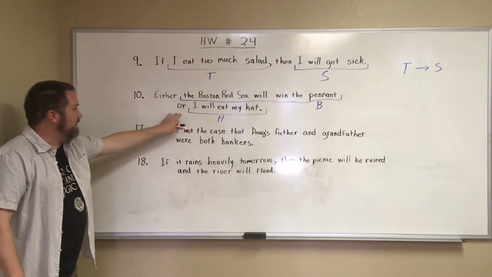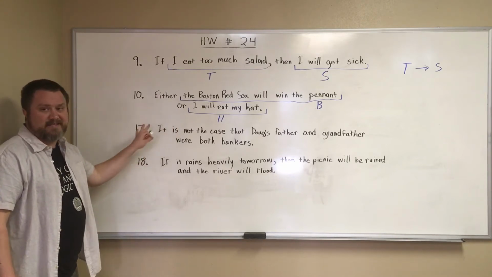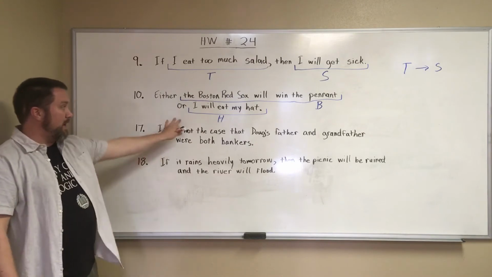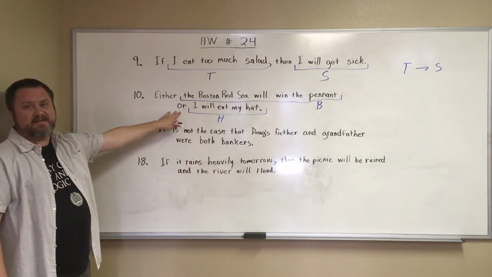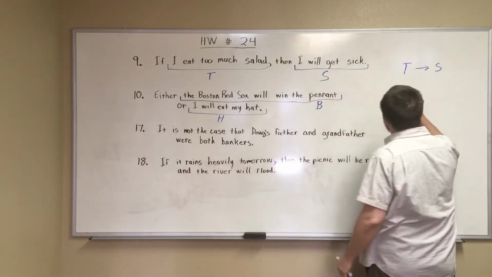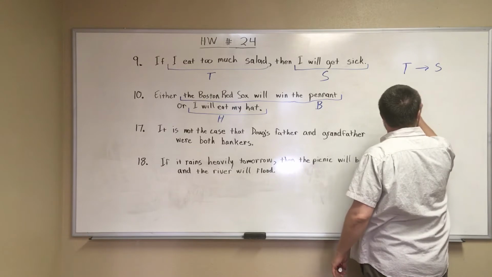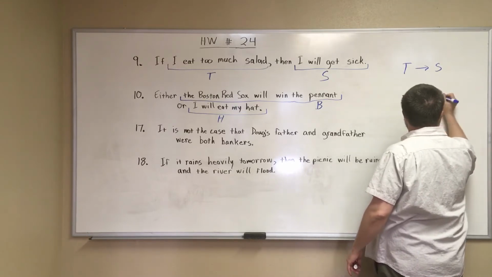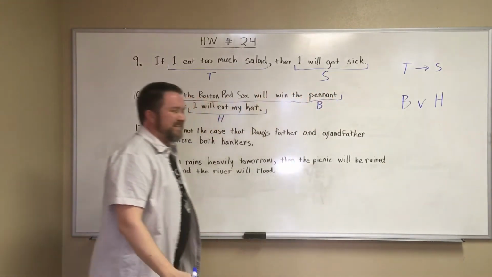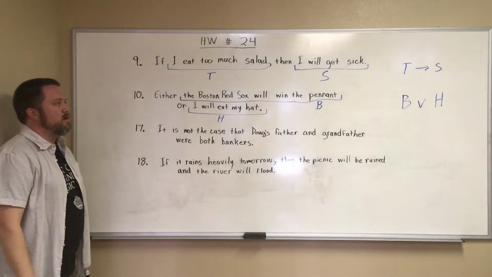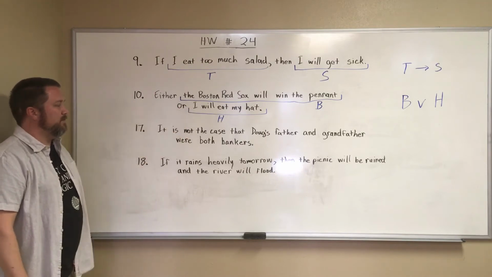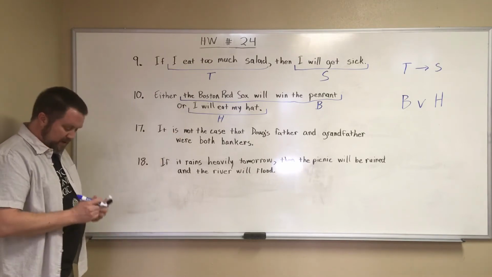And this is an either or. So just look outside of those propositions to see how they're connected. So an or is the disjunction, the wedge. So we have B or H. So the V or the wedge represents a disjunction. That's an either or statement. We have Boston Red Sox will win the pennant, or I will eat my hat. So let's move on to the next one.